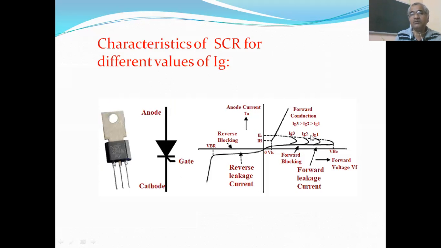So the points to remember are that if the gate current increases, the forward breakover voltage decreases. The SCR can be turned on as soon as the gate voltage is applied. Once the SCR is turned on, the gate loses its control. These are the important points you have to remember.